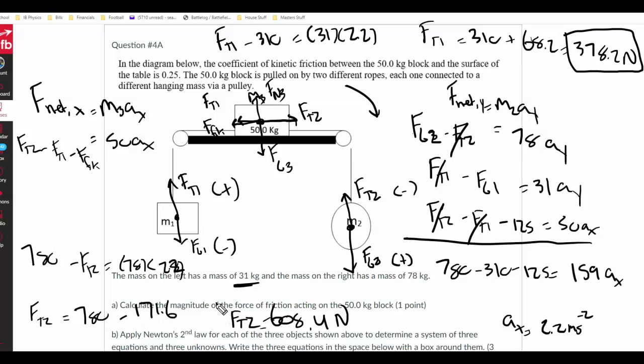newtons. Notice, by the way, Ft2 is bigger than Ft1, which should make sense because there is a heavier mass over there. Okay, so that should make complete sense. Okay, that is it for this test. Please let me know if you have any questions. Hopefully you feel more comfortable about this section of this unit after watching this video.